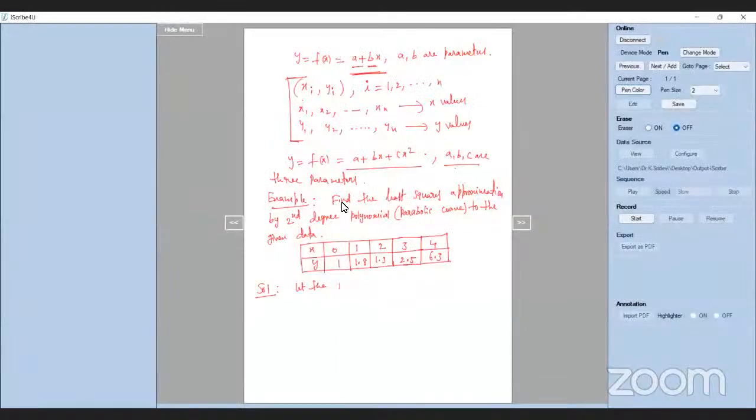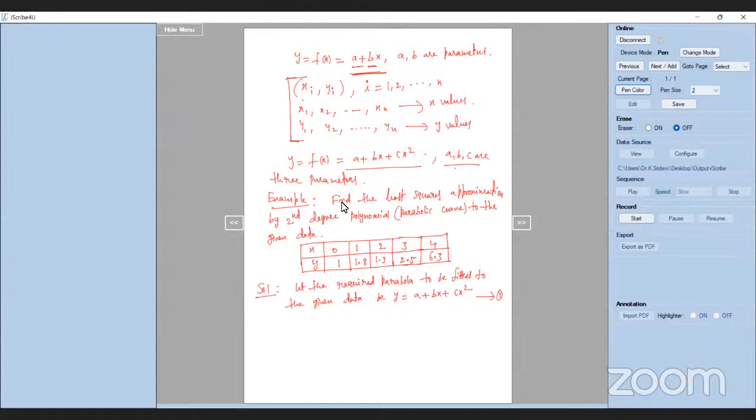The required parabola to be fitted to the given data: y is equal to a plus bx plus cx square. Give this equation number 1. This is the assumed second degree polynomial or parabola which is to be fitted to the given data.